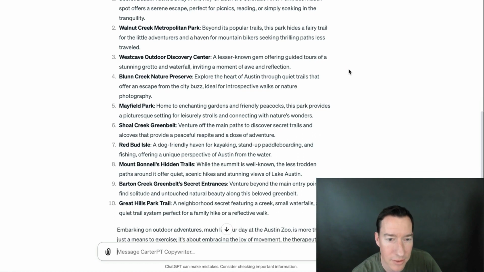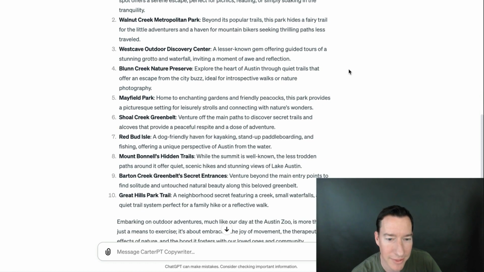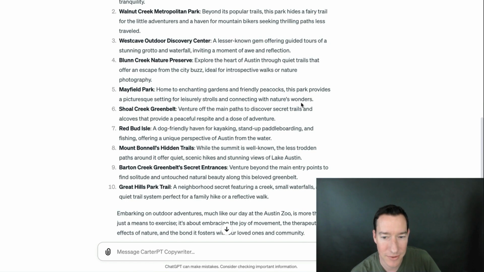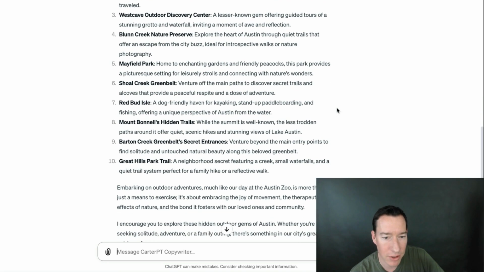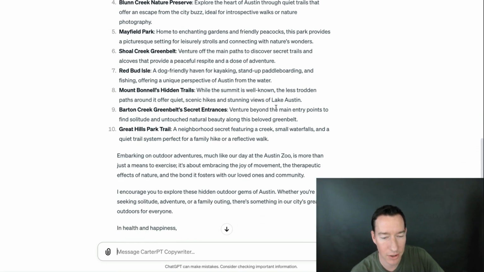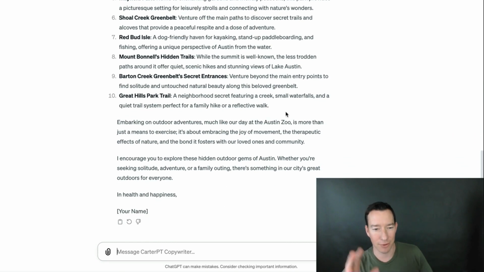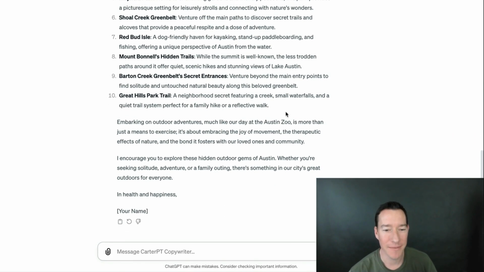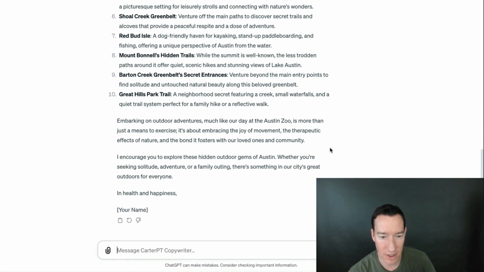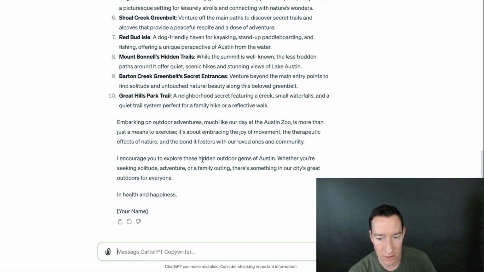Now I'm like, wow, how have I not heard about these? Mayfield Park, that's a great one. Got peacocks. Shoal Creek Greenbelt, fantastic. Red Bud Isle, on and on. Sorry, got a little distracted there. But you get the point, right? Embarking on the outdoors, much like our day in Austin, is more than just a means to exercise, blah, blah, blah. I encourage you to explore these things, right?